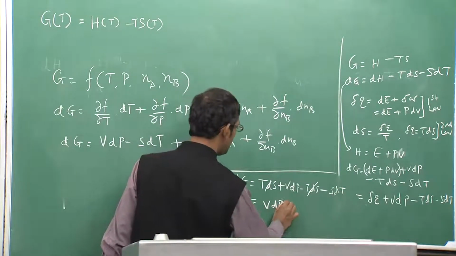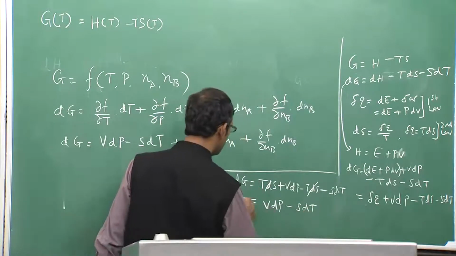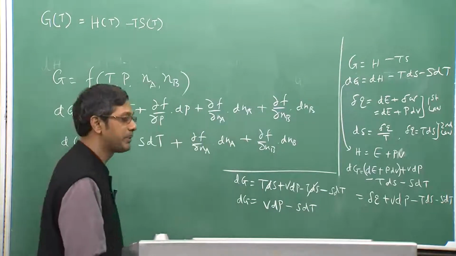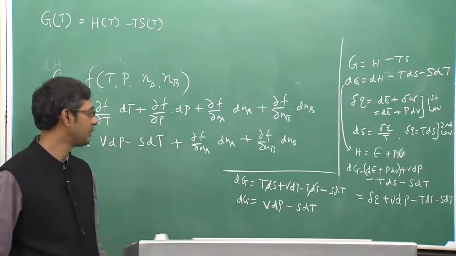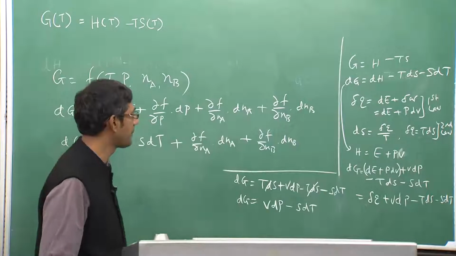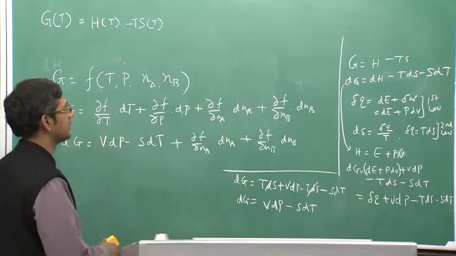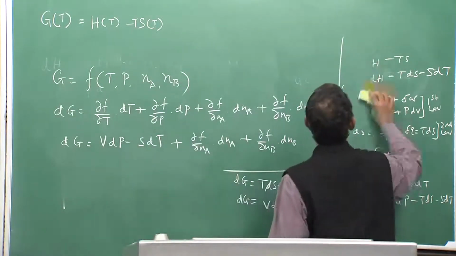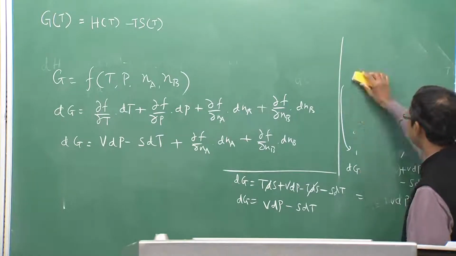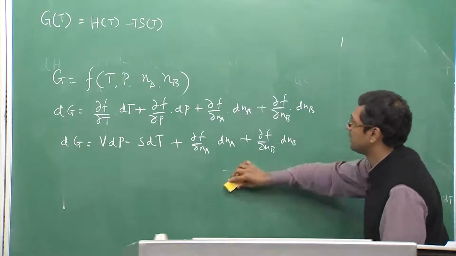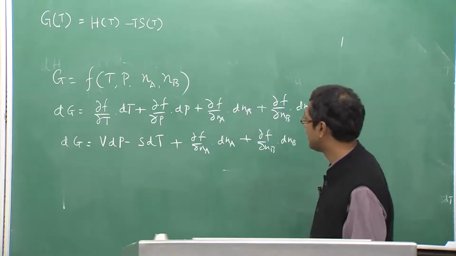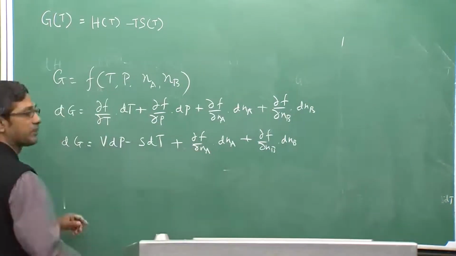So VdP minus SdT. This is the typical relationship for the total differential of free energy as a function of pressure and temperature, because pressure and temperature are the variables. So that is what I used in this derivation. So I have now derived it. You have probably noted down how to derive this expression, and let me get back into the whole derivation of this. So I have seen that this is the expression.